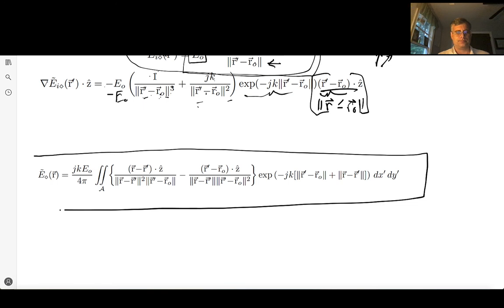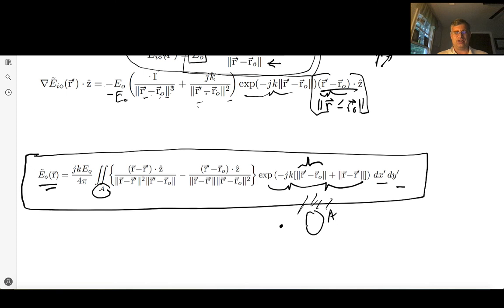My field at any given point above the half plane, or above the full plane, I should say, we're going to turn it into a half plane in a little bit, is going to be equal to jk field amplitude divided by 4 pi. I'm only going to integrate over the surface with respect to x prime and y prime. I've got a phase term. This is due to the phase difference between my point source. Let me draw this. Here's my aperture A, screen. R naught is my source, point source. R somewhere on the other plane is my point of observation.